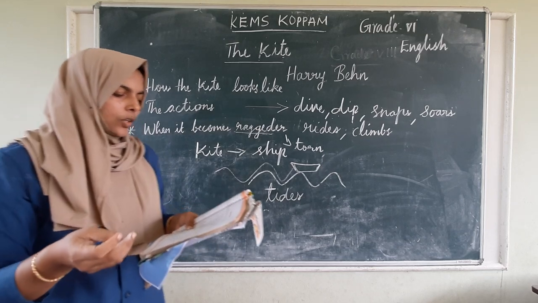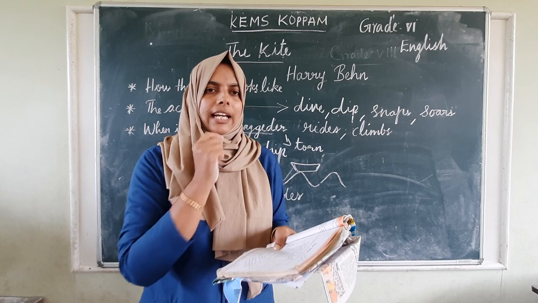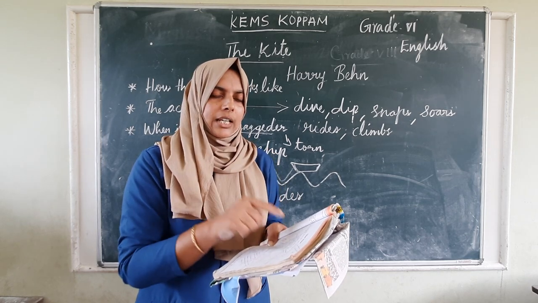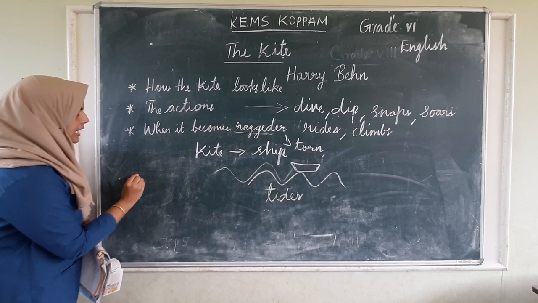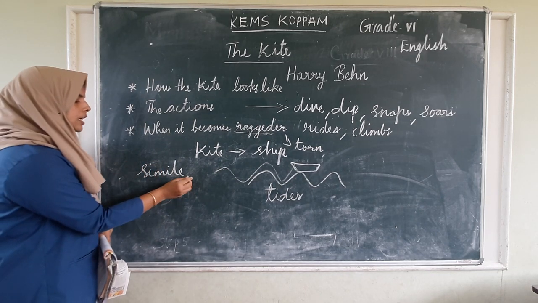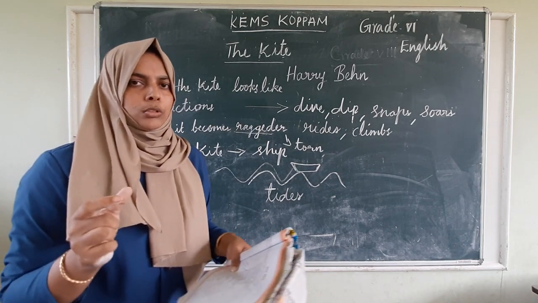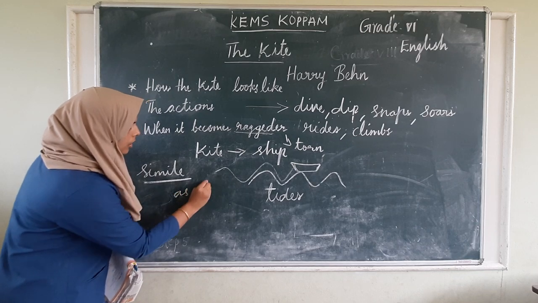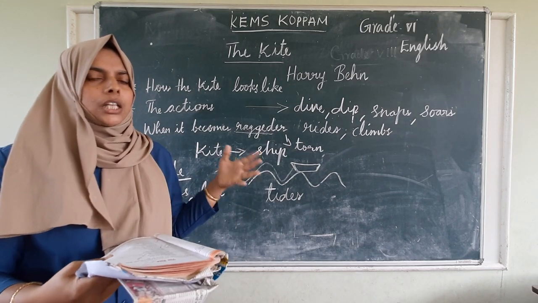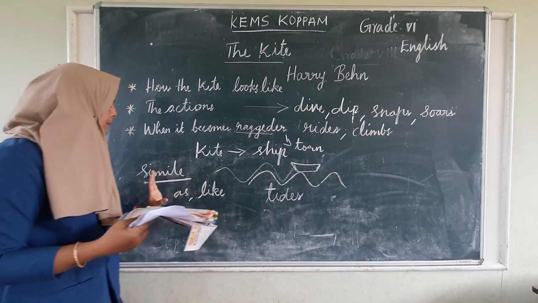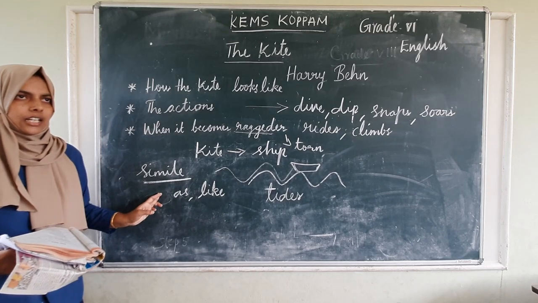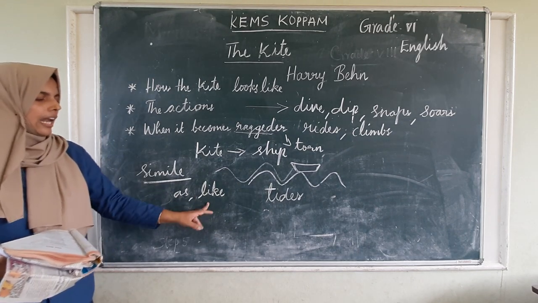Look at line 5: then soars like a ship. Here the poet used like to compare the movement of the kite with the ship. This poetic device is called simile. The poetic device used by the poet in this poem is called simile. What is simile? It is a comparison between two things using the words as or like. In the fifth line, you can see the comparison between the movement of a ship and the movement of a kite. This comparison is called simile. It is a poetic device.